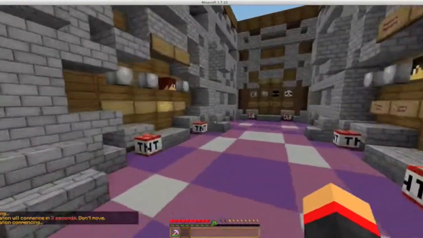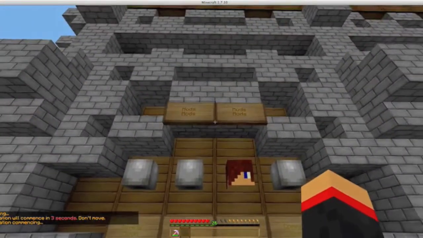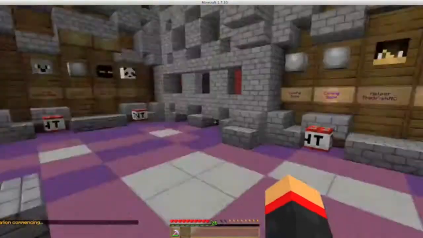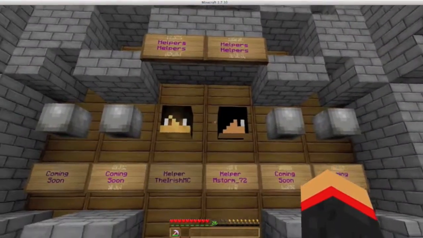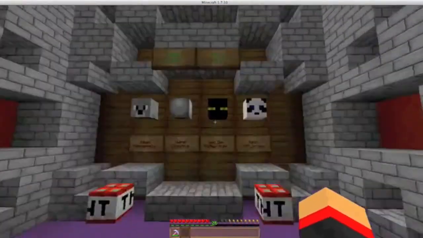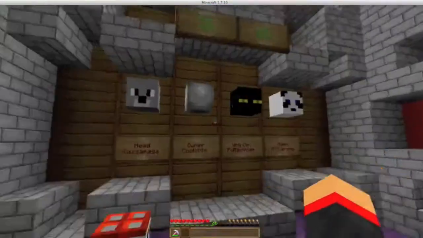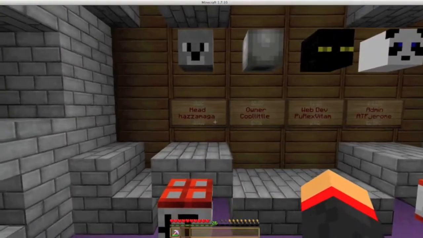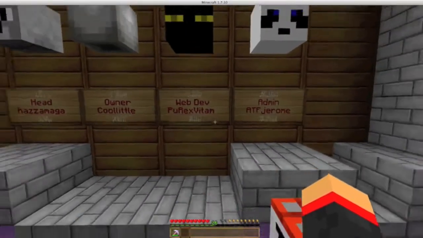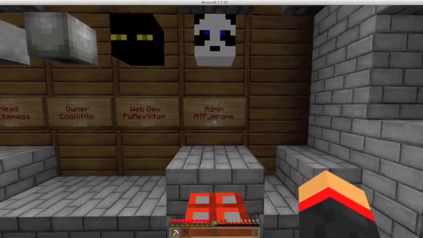Okay. So the staff, the mods are Ghost9914, and the helpers are the Irish Minecraft and M-Star. And my high staff is Haza, I think it is, Cool Little, Pure X Vitamin, I think is how you pronounce it, and ATF Jerome.